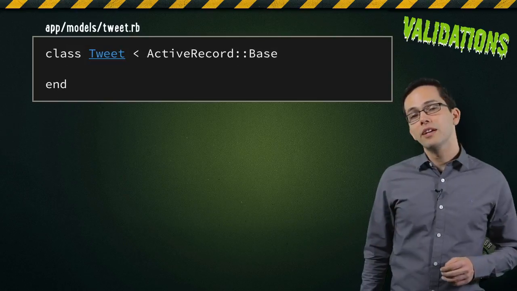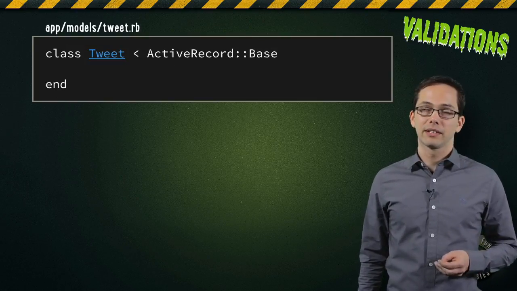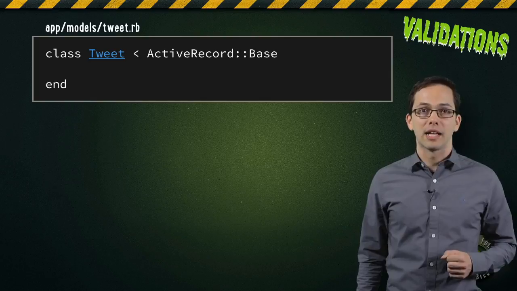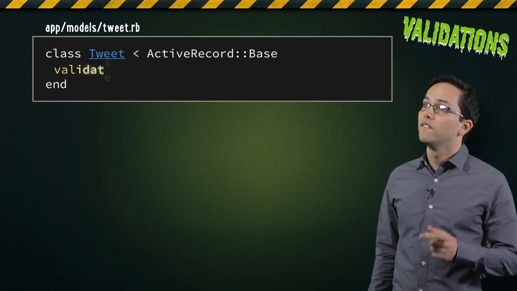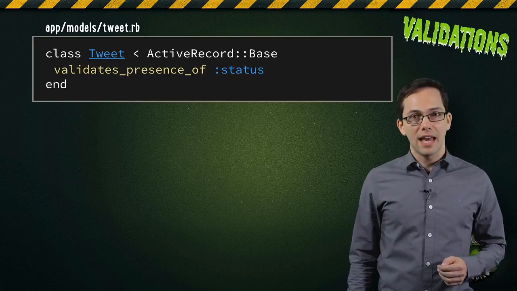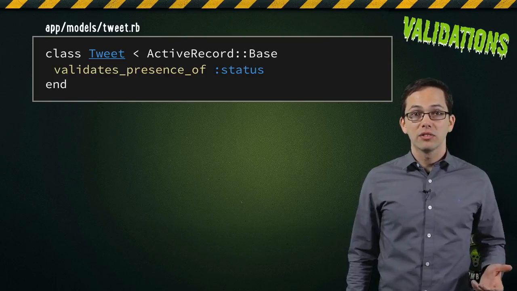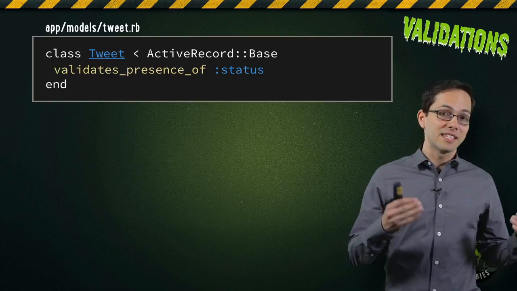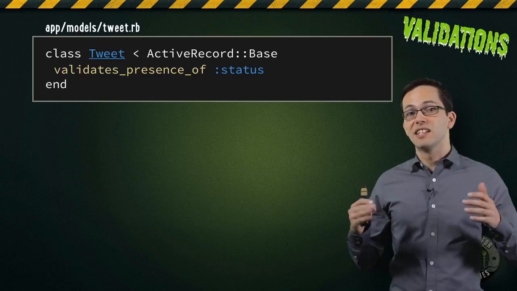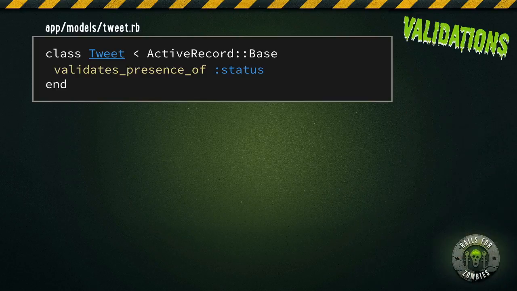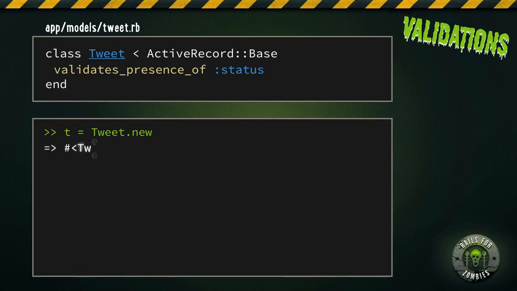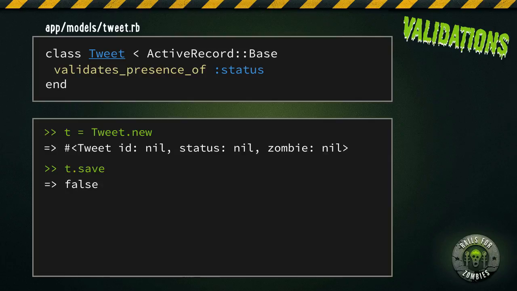First of all, if we wanted to make sure status was never blank, we could go back into our model class and specify validates_presence_of :status. That means our model is going to validate that we do have a status, and if it doesn't, it's not going to allow us to save it. So if we go to the command line and we create a new tweet now and call t.save, it's going to return false. If we didn't have this validation, it would return true, meaning it was successfully saved to the database.